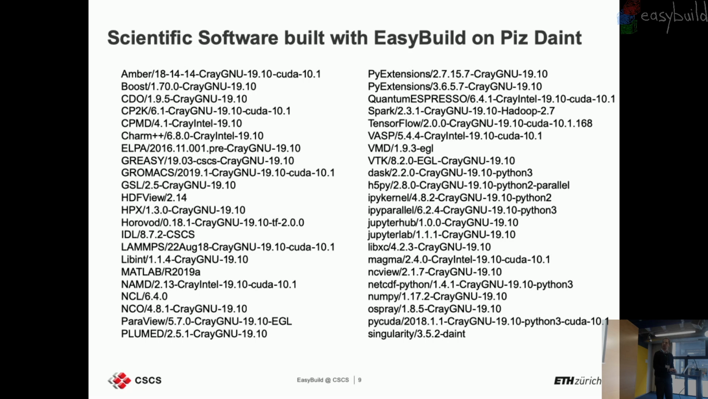And most of the software is built with the GNU or the Intel compiler in the toolchains called Cray GNU or Cray Intel. Both these toolchains use scientific libraries, the Cray libsci. Some of the Intel recipes here, like Quantum Espresso, switch to MKL just manually in the easyconfig file. So once we have the Cray Intel MKL toolchain ready, we might use that instead.